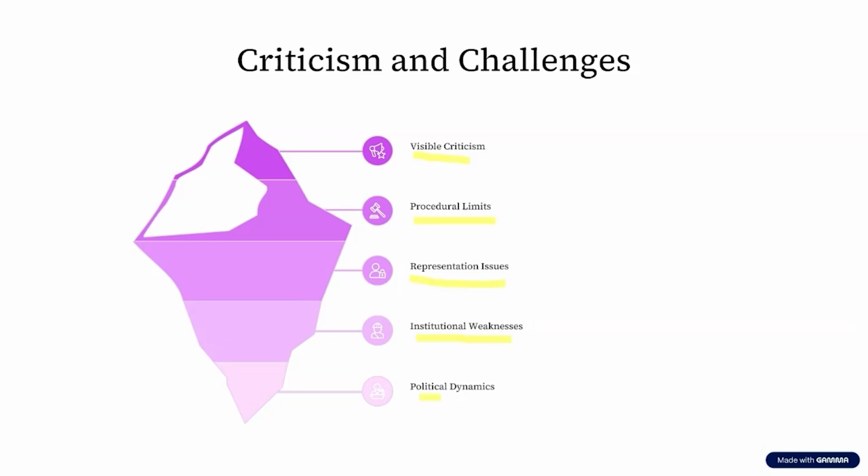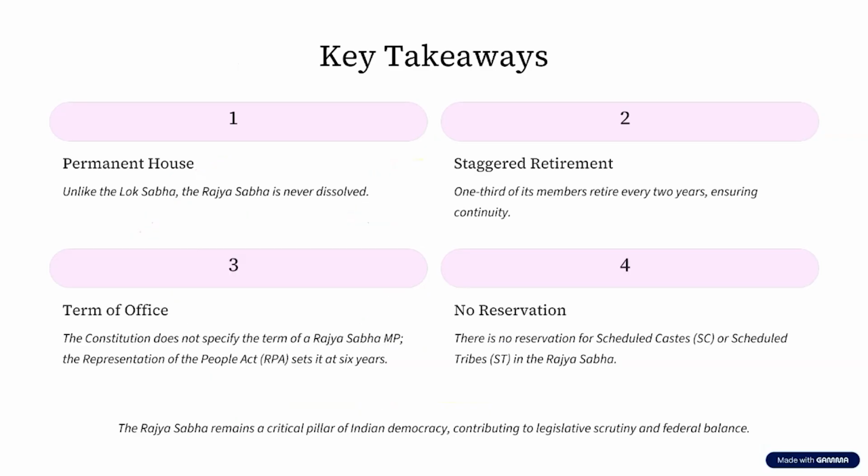Then there are certain political dynamics involved in the Rajya Sabha election. Rajya Sabha election today is generally done through a ballot called an open ballot. That is, the MLAs have to abide by their party's directions in electing an MP. They cannot vote out of their conscience. So they are bound by the directions of the party. So these are some of the challenges and criticisms of Rajya Sabha.